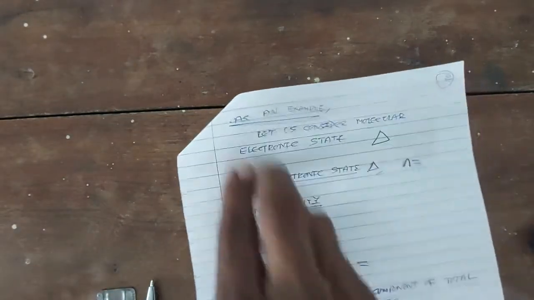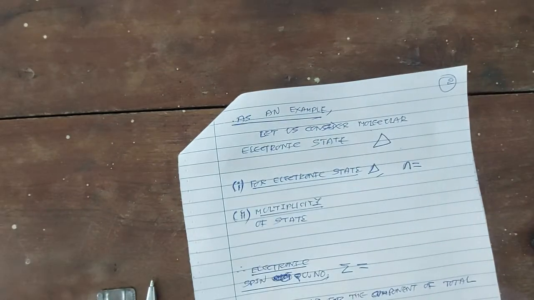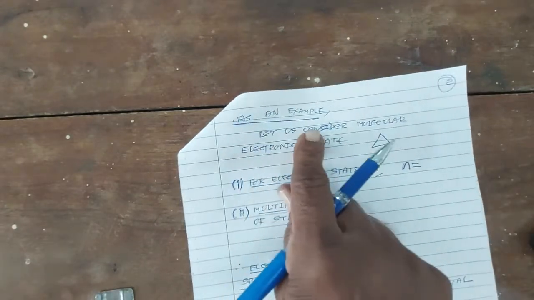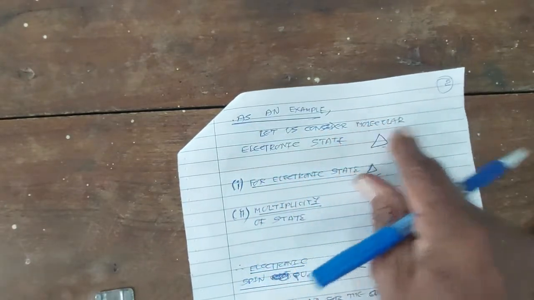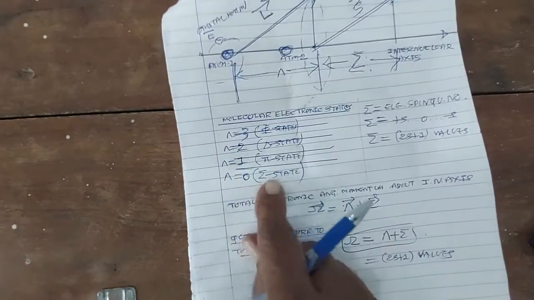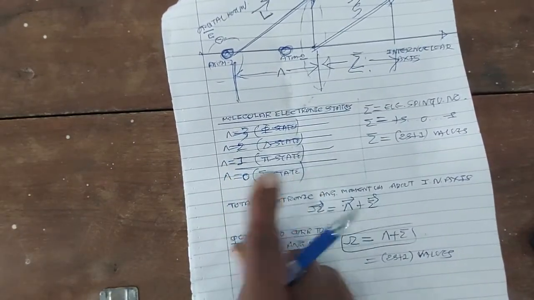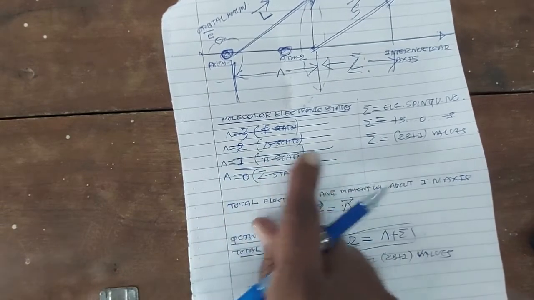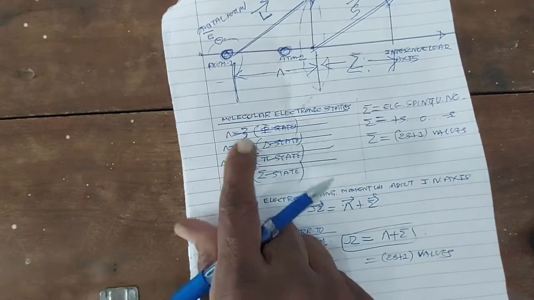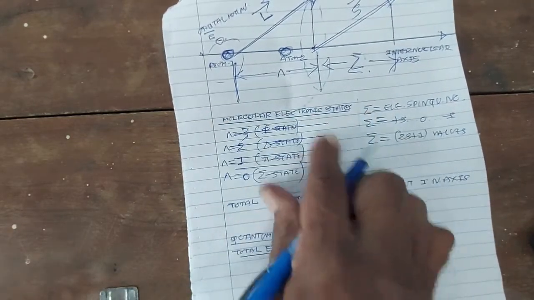Okay, so let us take one example so you can understand. As an example, let us consider the molecular electronic state delta. For molecular state sigma, the value of lambda is 0. For molecular state pi, the value of lambda is 1, and for delta state lambda is 2. So the molecular electronic states are classified according to different values of lambda.